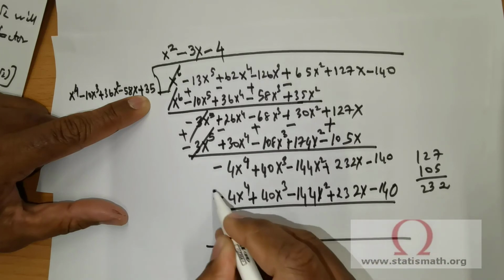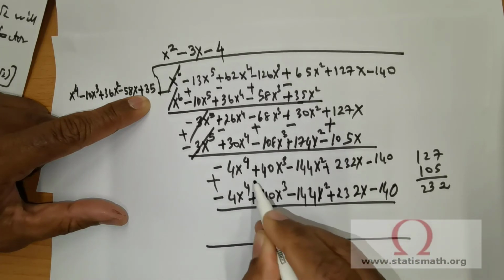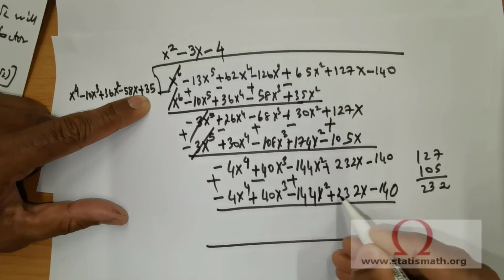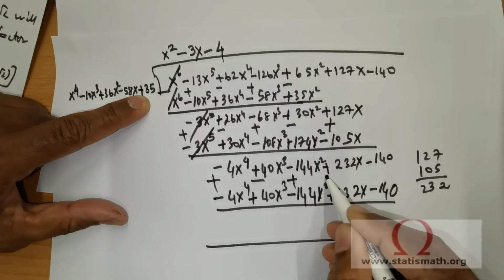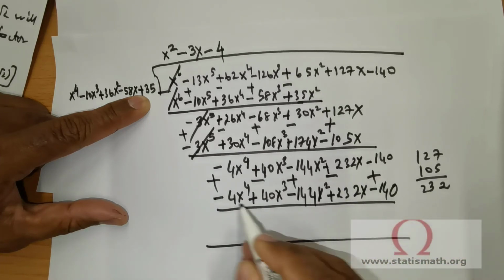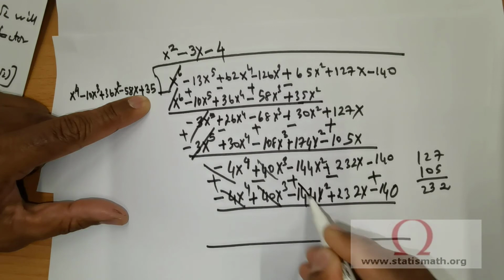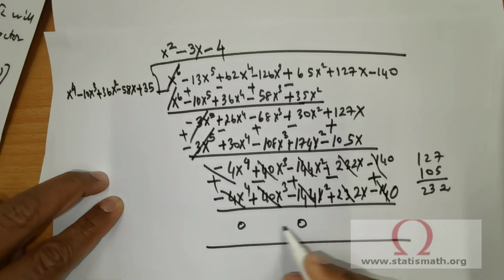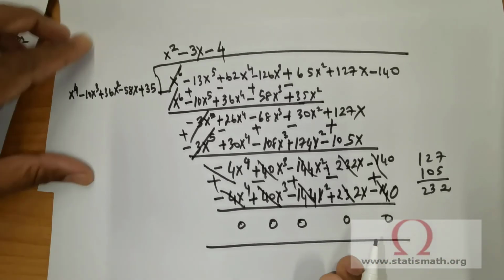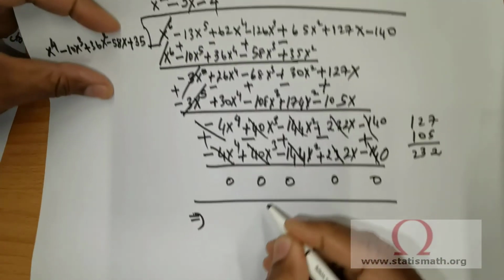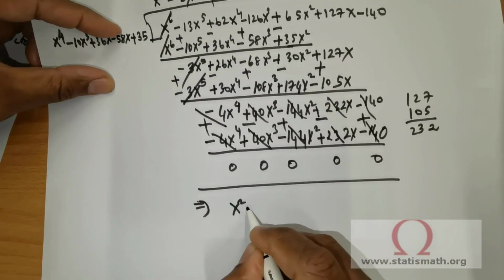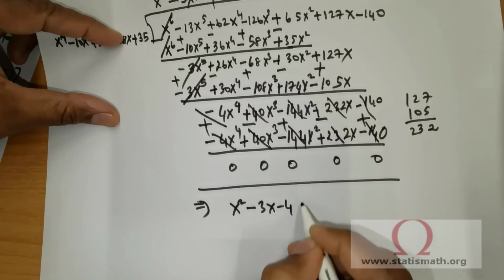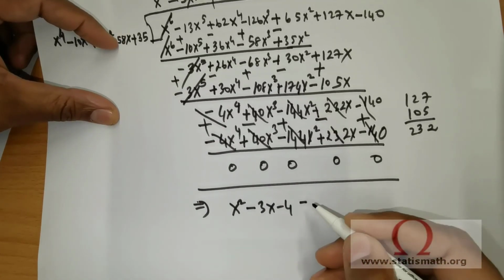Okay, so change the sign: negative, positive, positive, negative, negative, positive. I got a positive, negative, negative, positive. So all those things will get cancelled, giving me 0. Okay, so this implies that x squared negative 3x negative 4 is a factor.